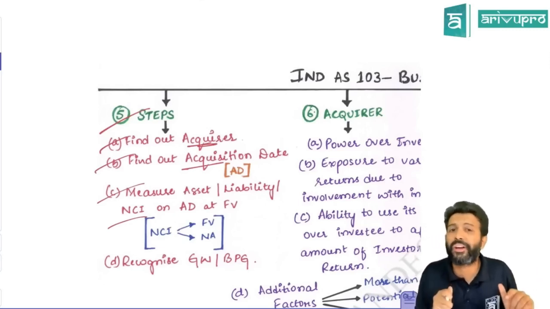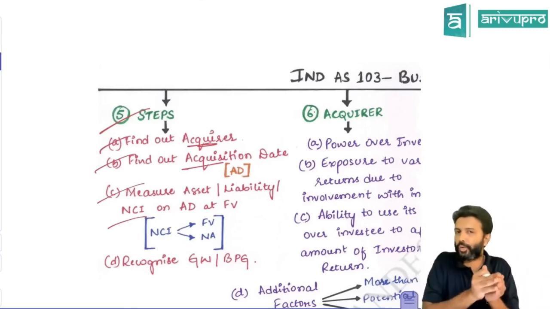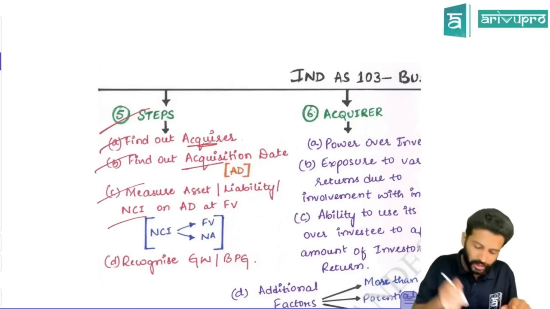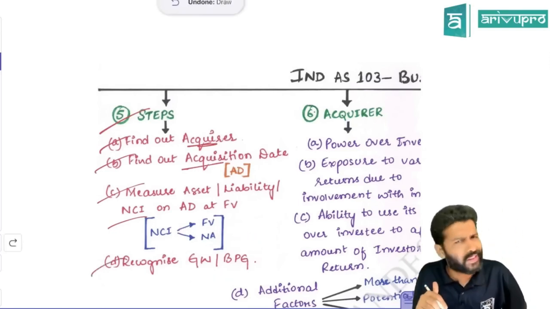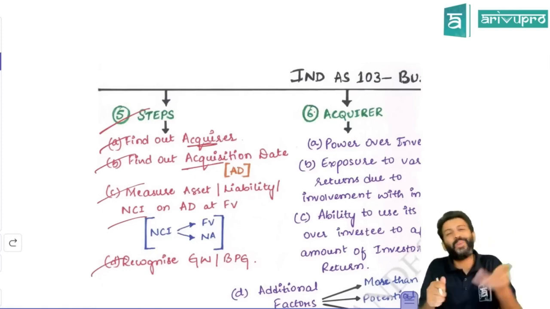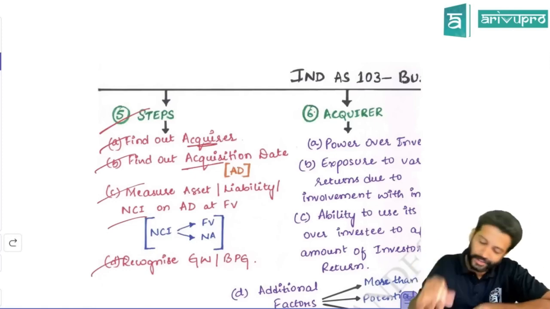However, if NCI is valued under the PSNA basis, it means the goodwill that you get is only partial goodwill, or the parent's share of goodwill, and only the parent will bear the impairment loss. Lastly, recognize the goodwill or bargain purchase gain. These are the steps that we follow for IND AS 103. Okay, that's what is called out, but it's not necessary that you follow the same steps. You can work it out in any order that you feel like.